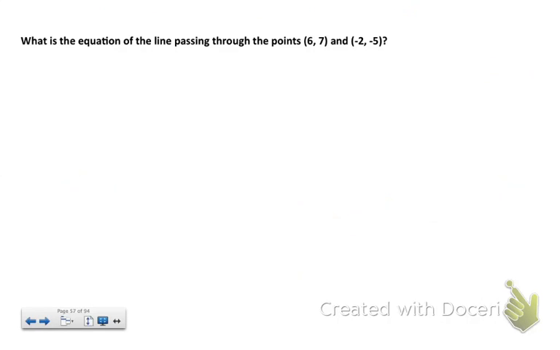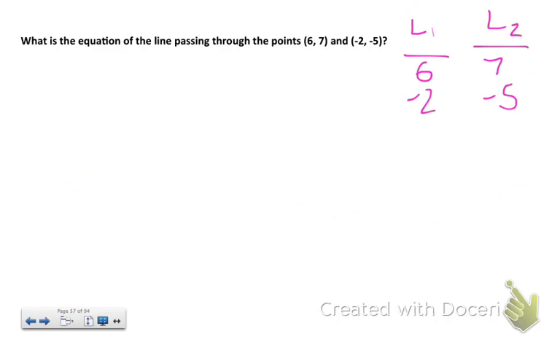Okay, what is the equation of the line passing through the points? Now, the fastest way to do this would be to put it in your list 1, put 6 and negative 2, and in your list 2, put 7, negative 5. Again, make sure the points line up, and do linear regression, and it will find the equation of the line. We can also do it algebraically, though, so I'll show you that as well.